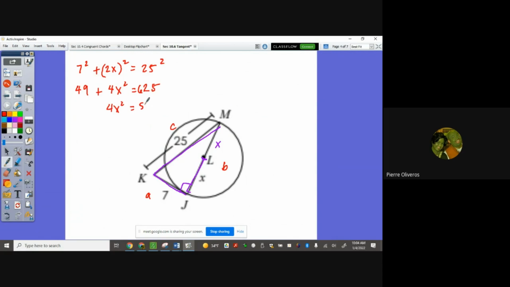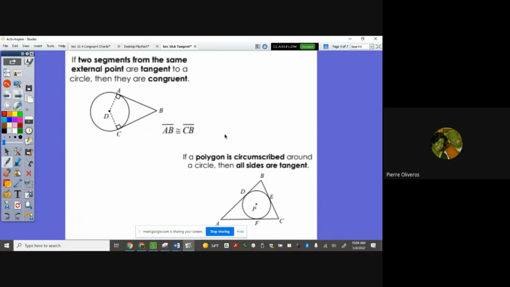576 again. Divided by 4 there, so x squared is equal to 144. Take the square root, x equals positive 12. So therefore, x there is equal to 12. Kaboom.